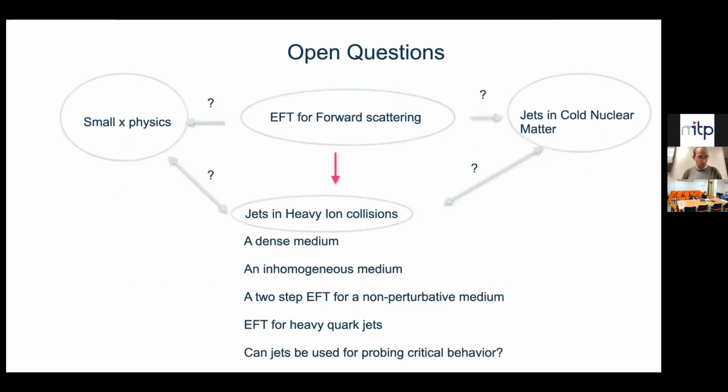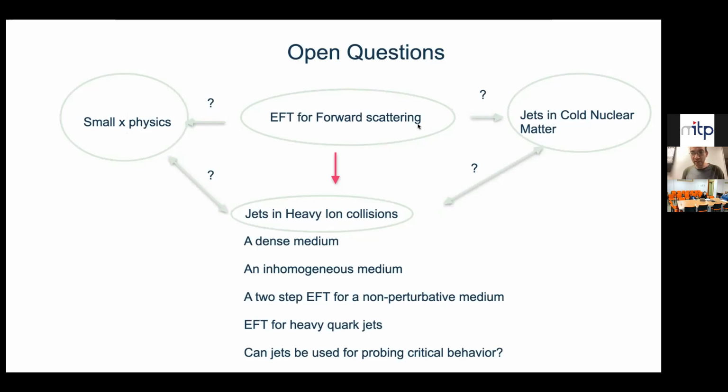I'll just put up some open questions here. As I said, I have shown you that starting with the effective field theory for forward scattering, I've derived a factorization formula for generic jet substructure observables in heavy ion collisions. As I've shown, this is also directly related to small x physics, which is the connection that I'm working on.